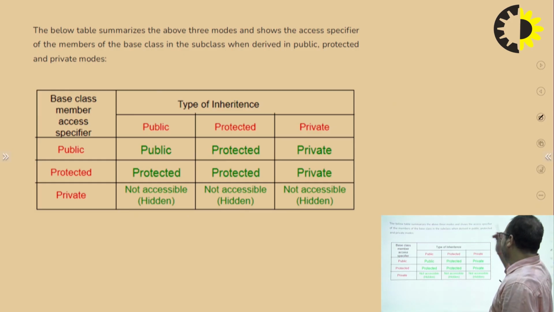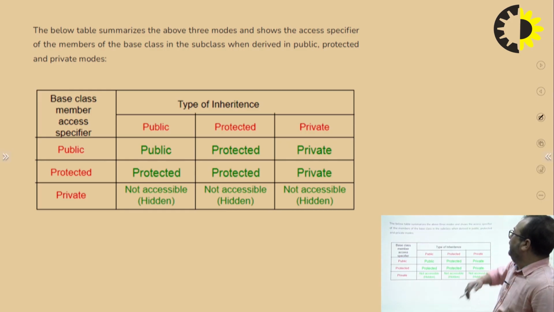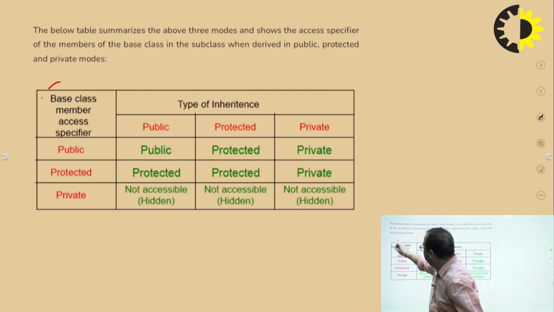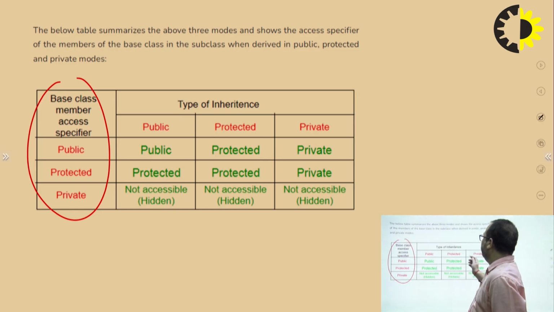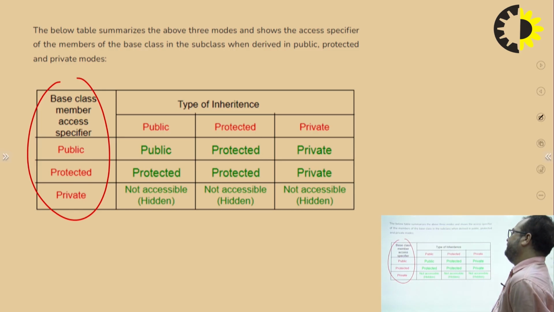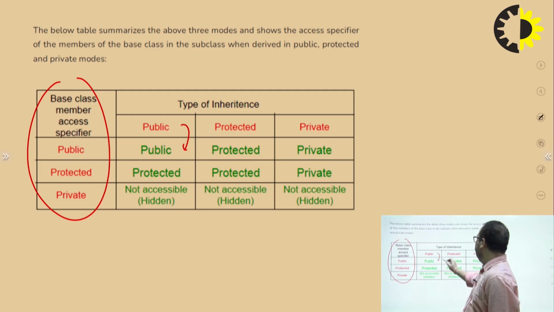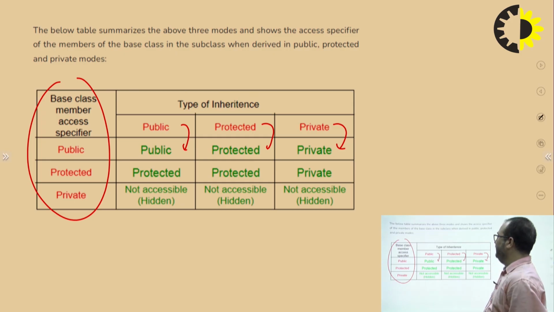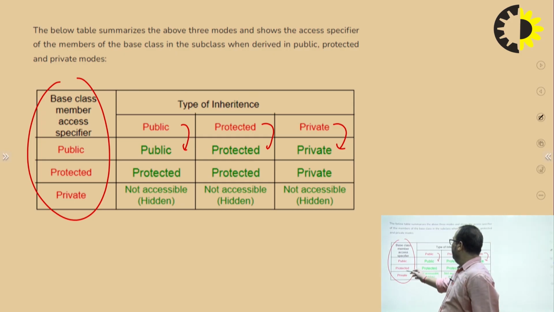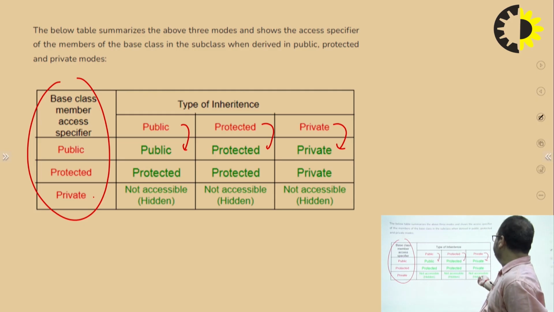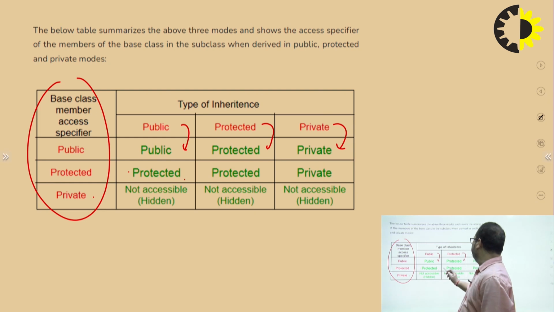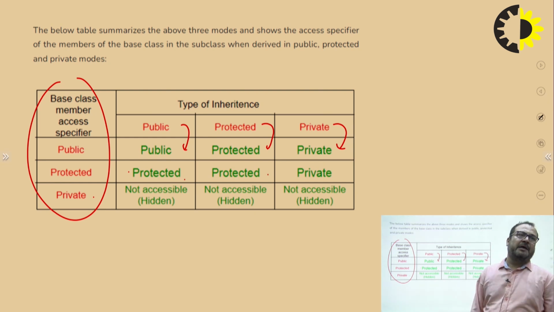Here, by a table, we can consider what it is. This is the base class member access specifier, and this is the type of inheritance. If the base class member access specifier is public, then with public inheritance, public remains public, protected remains protected, private remains private. With private inheritance, the members become not accessible. Similarly with protected inheritance, public becomes protected, protected becomes protected, and private always remains private.